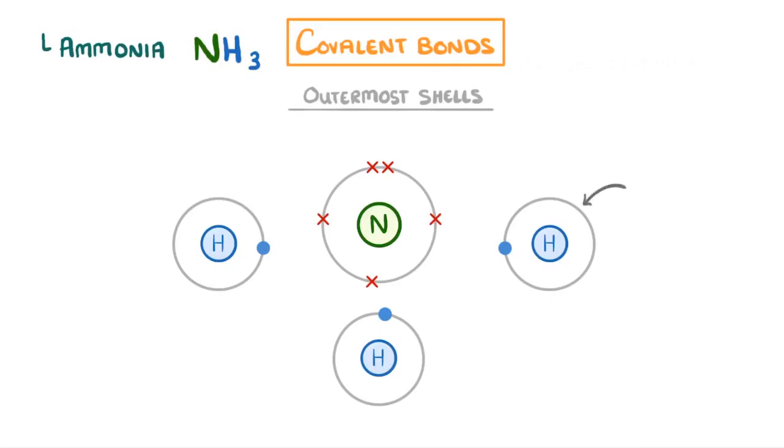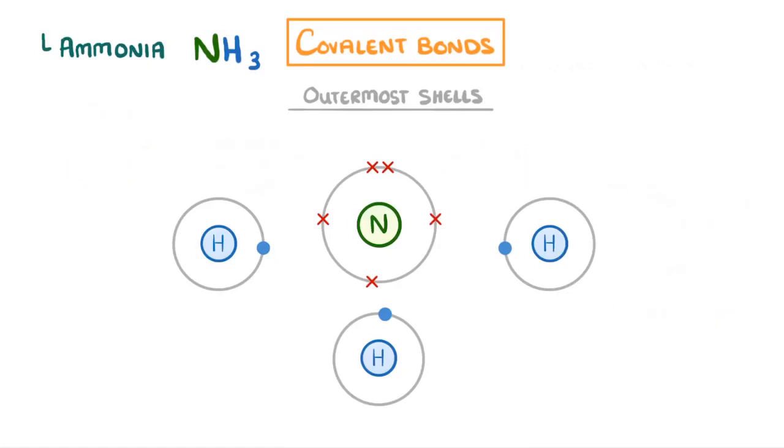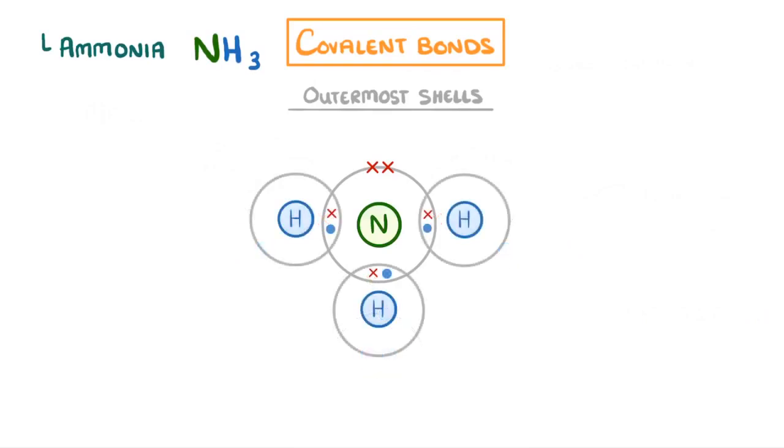Remember that because this is hydrogen's first energy level, it can only hold a maximum of 2 electrons, so each hydrogen is going to need 1 extra electron to fill their shell. Whereas because this is nitrogen's second energy level, it can hold a maximum of 8 electrons, so it's looking for an extra 3 electrons to become full. So if each hydrogen shared 1 electron with the nitrogen, then all of the atoms would have full outer shells. And that would be our dot and cross diagram all done.